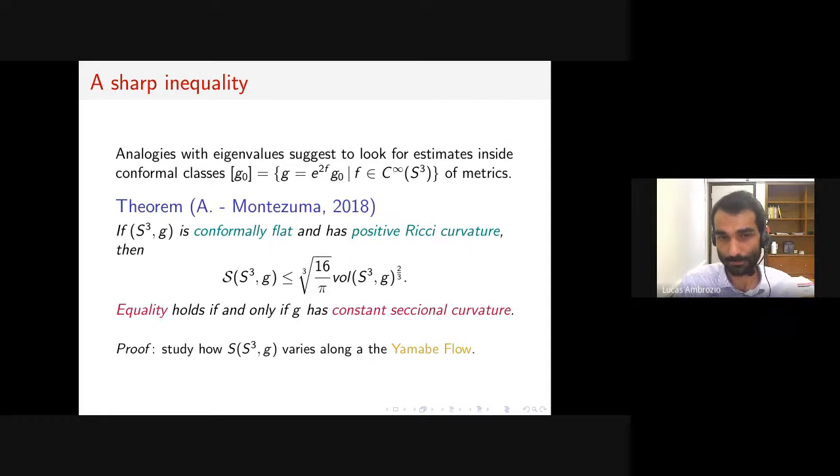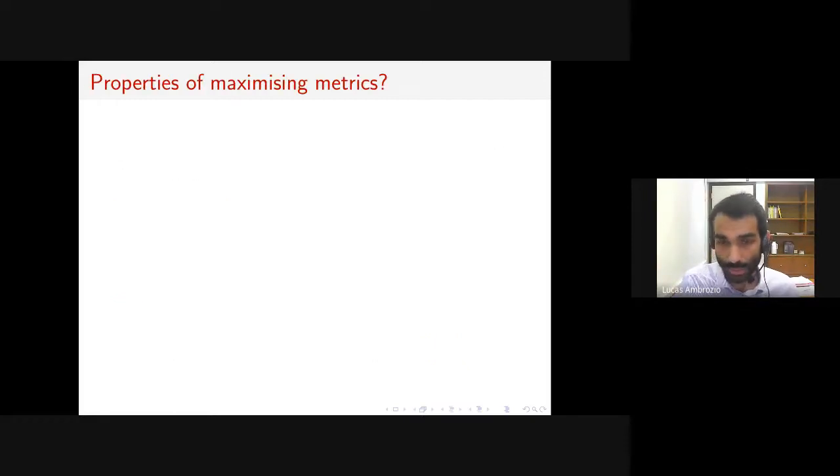Okay, so it makes sense, at least from a heuristic point of view, to conjecture that there are many local maxima of this functional in several conformal classes. So it makes sense also to ask the abstract question: in other words, are there any necessary conditions that are satisfied by all maximizing metrics?